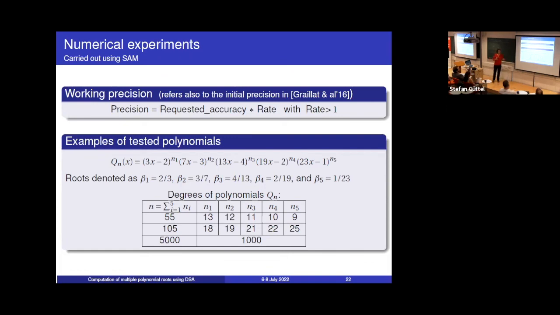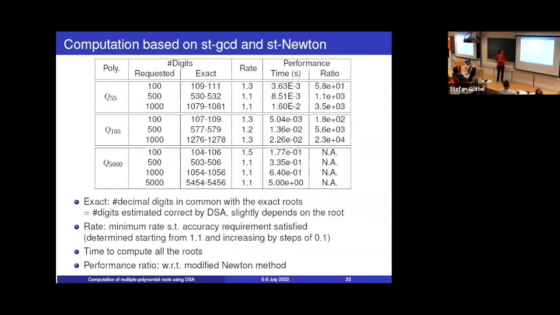We have tested the 2 approaches on several polynomials. Here we have an example of such polynomials, which has 5 roots. We have tested the approach for different degrees. We even tested for a degree 5,000 really to challenge the method. And here you have results obtained using the stochastic GCD and stochastic Newton method.